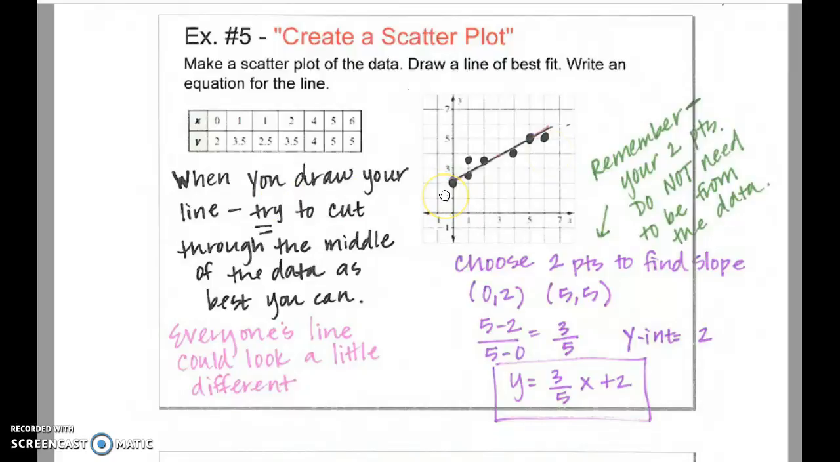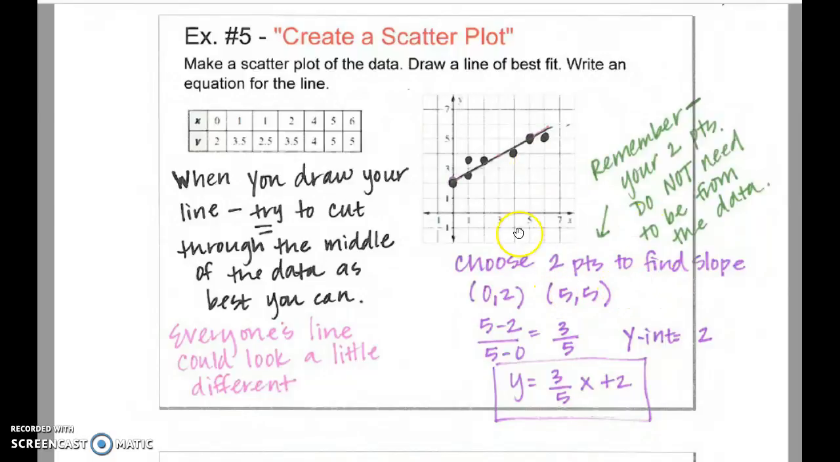Your line may look a little bit different than mine. That's okay, as long as you do your best job to cut through the middle of the data as best you can. Try to have an equal number of points on top as on bottom. So this is what mine looks like. Obviously, like I said, yours could be different. Everyone's line is probably going to be just a little bit different. I could do this again and come up with like 3 different lines.